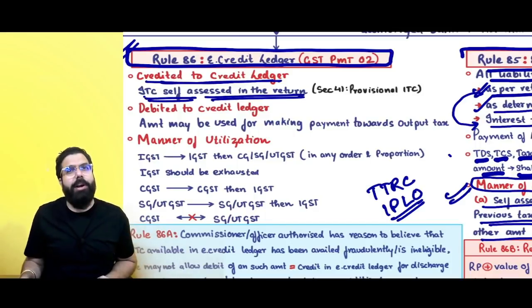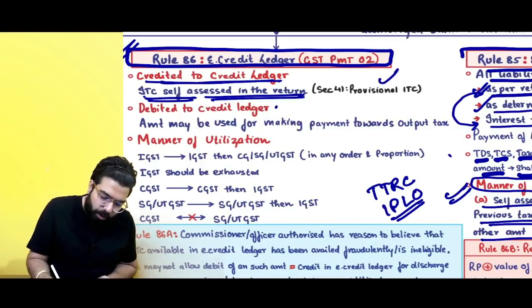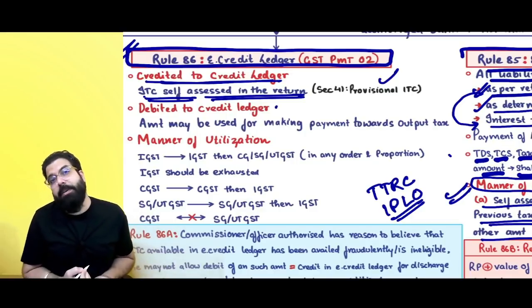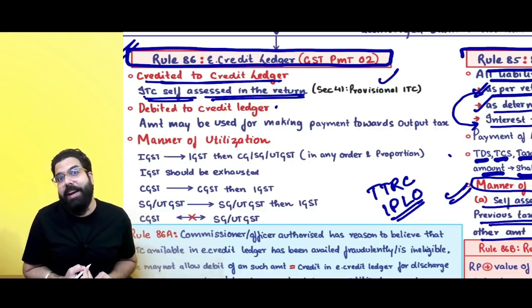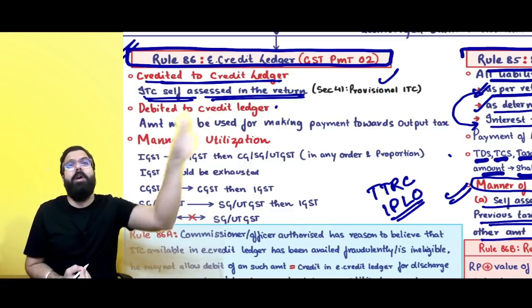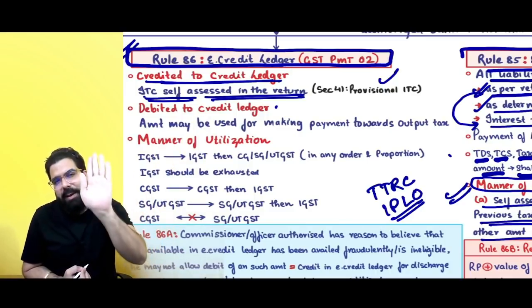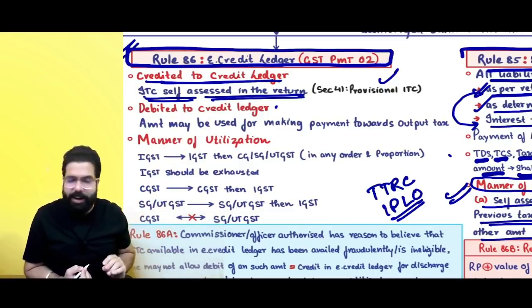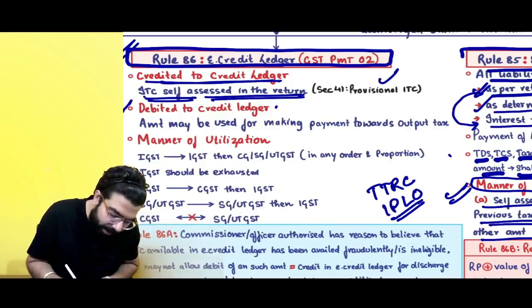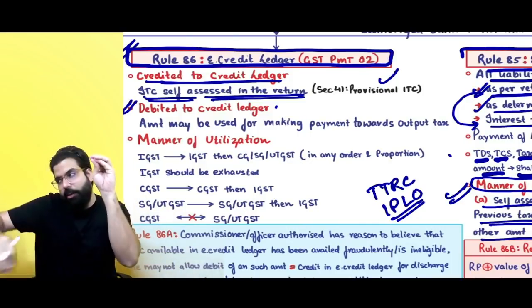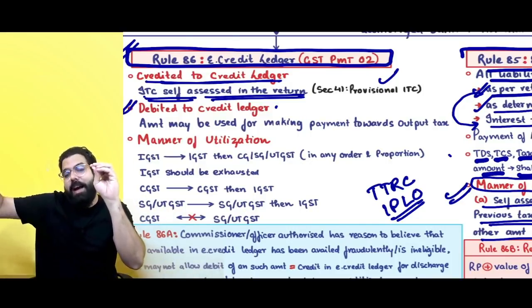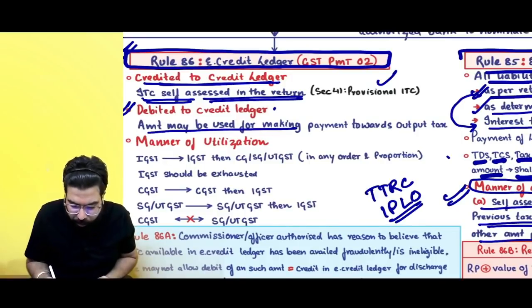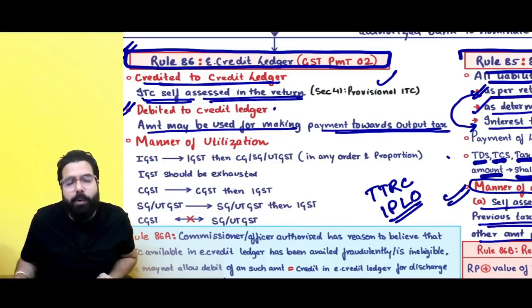In the return, you have gone ahead and told, sir, I am liable for 1 lakh rupees. Government provisionally will go ahead and give you that amount as per section number 41. Provisional credit is given. Later, government will go ahead and verify. But as of now, provisionally, how much you ask in your return, government will go ahead and give it to you. Then, sir, it will be debited. Means you will go ahead and use your credit to pay your liability. So, sir, amount can be used for making payment towards your output tax.